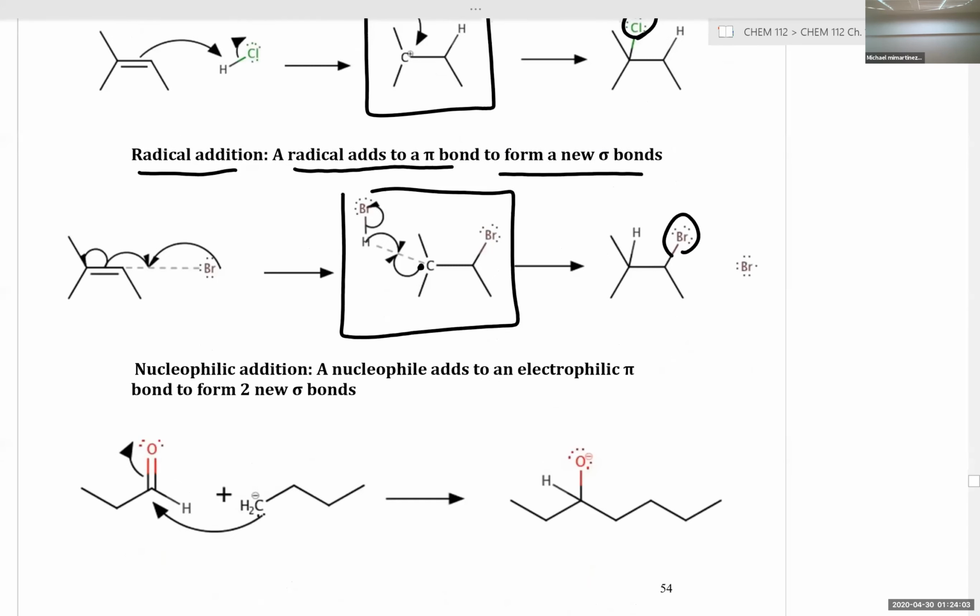Okay, so the other type of addition is known as nucleophilic addition. It's a nucleophile adding to an electrophilic pi bond to form two new sigma bonds. So addition to ketones is quite a common reaction in that category. Okay, so let's keep going now.